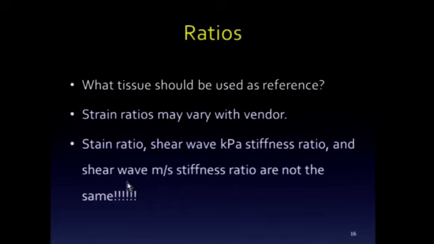Ratios. What tissue should we use as reference? Again, we need to have some consensus as to how we do things and a very, very tight, specific protocol to get uniform measurements, not only at your site, but across sites around the world. And again, strain ratios may vary by vendor, and strain ratio, shear wave speed, kilopascal stiffness ratios, and shear wave meters per second stiffness ratios are not the same. This is because vendors do things differently with the data as it comes in.